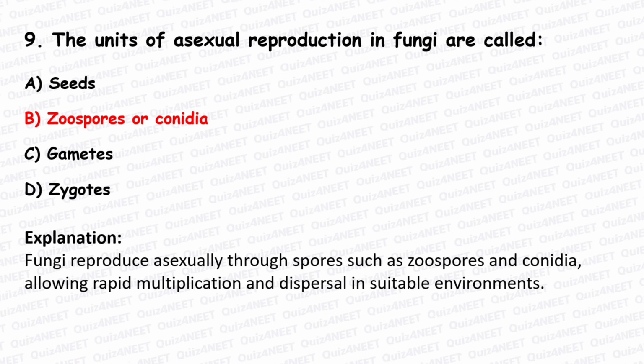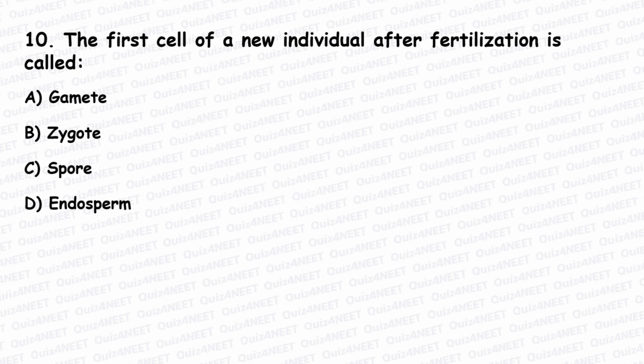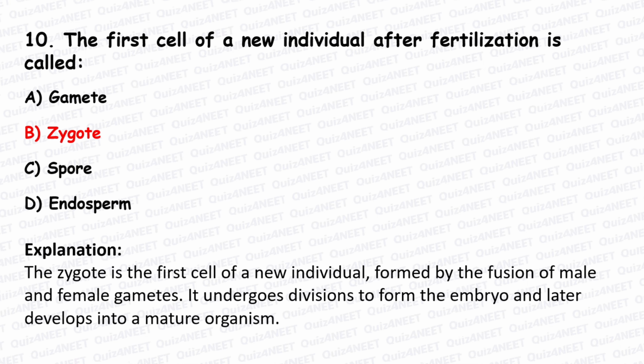10. The first cell of a new individual after fertilization is called: A. Gamete, B. Zygote, C. Spore, D. Endosperm. B. Zygote. The zygote is the first cell of a new individual formed by the fusion of male and female gametes. It undergoes divisions to form the embryo and later develops into a mature organism.